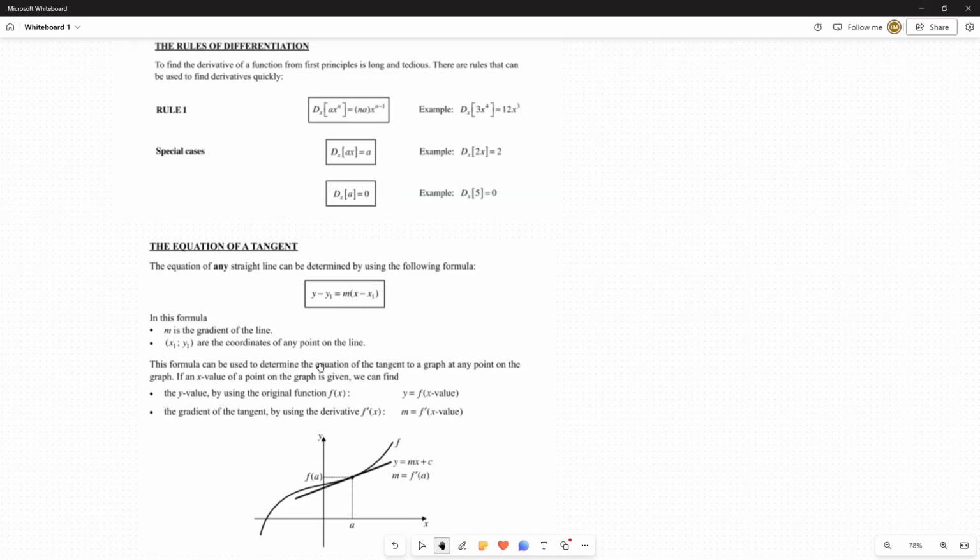If they give you just the x value, we need to substitute the x value into the equation to get the y value, and therefore get the point x1 and y1. Then you're going to derive your equation, and then substitute the x value into the derivative so that you can get the gradient. And therefore you have your gradient and your point, and you'll be able to calculate your tangent line.